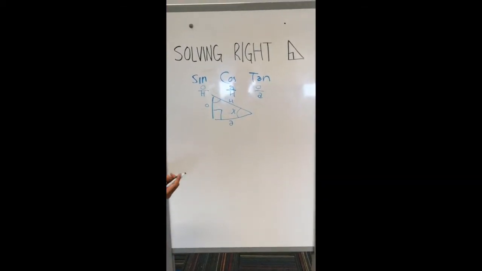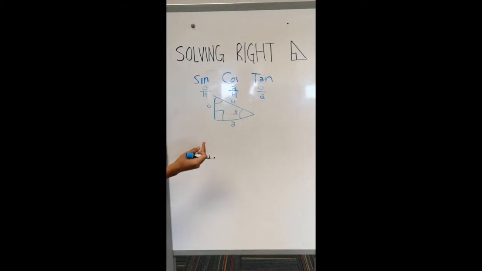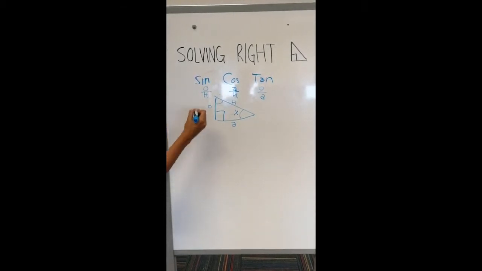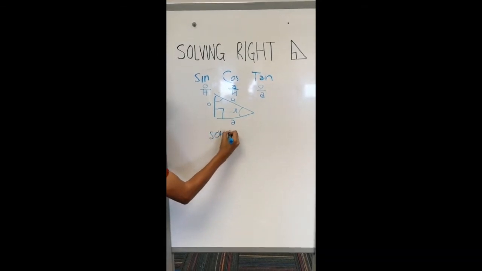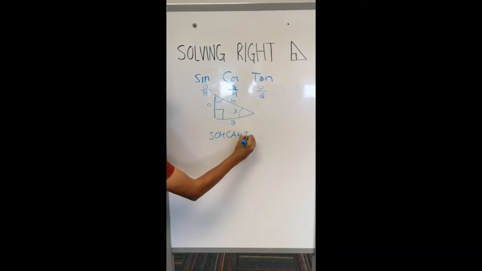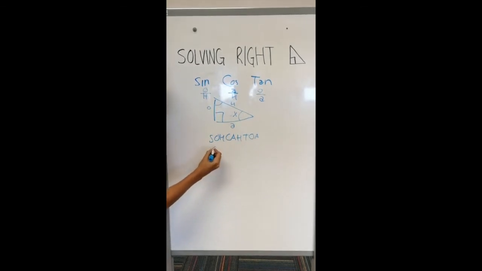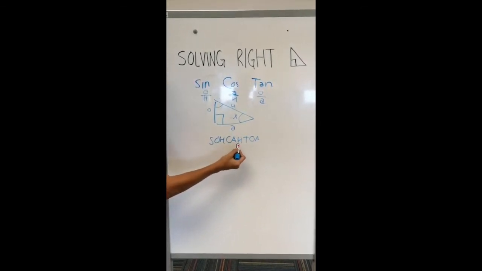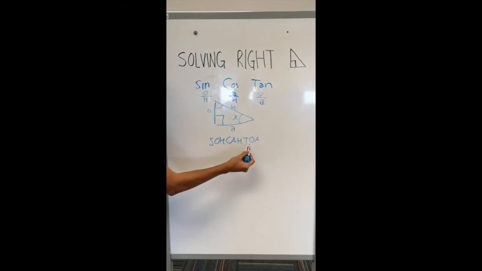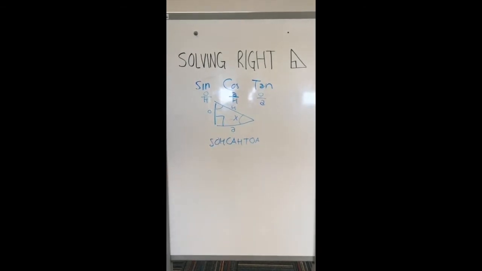To help you memorize these 3 main trigonometric ratios easily, you can use SOH CAH TOA. So it is sin, opposite over hypotenuse; cos, adjacent over hypotenuse; and tan, opposite over adjacent.